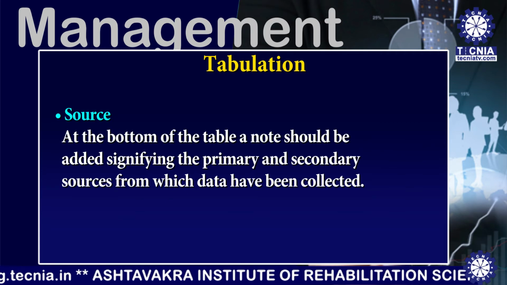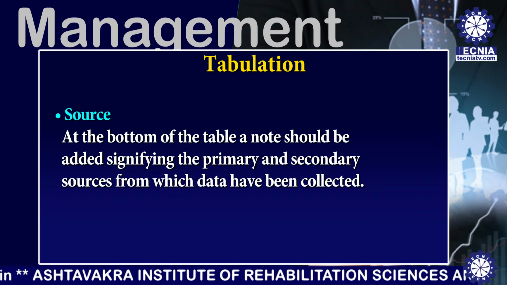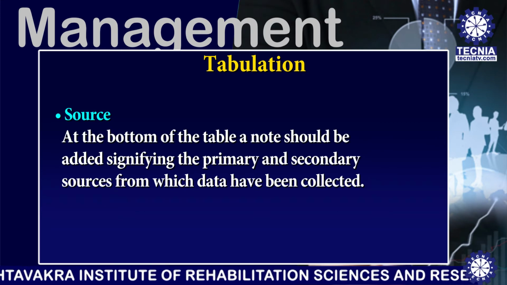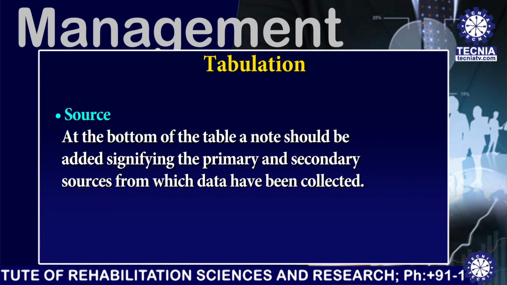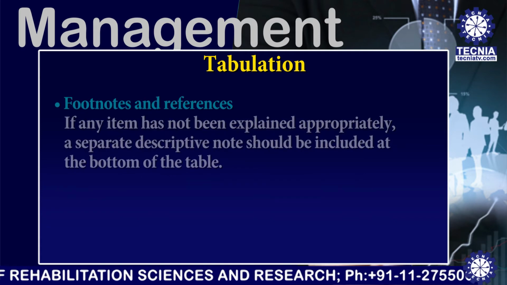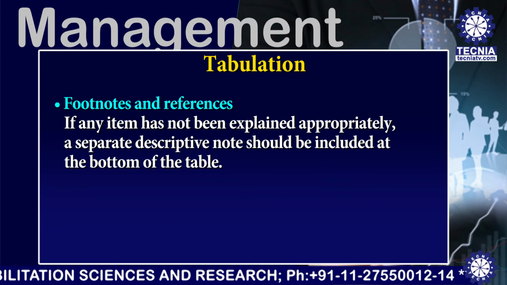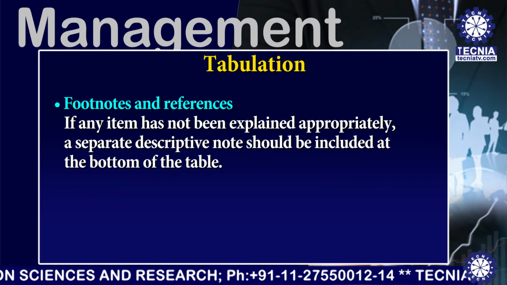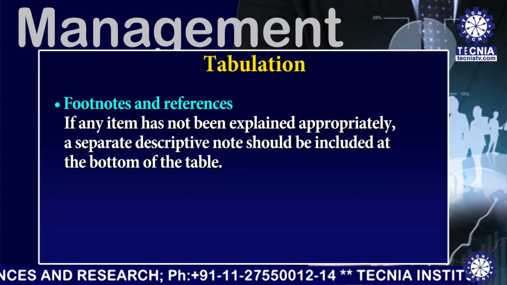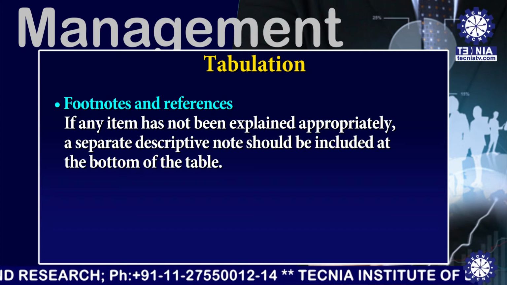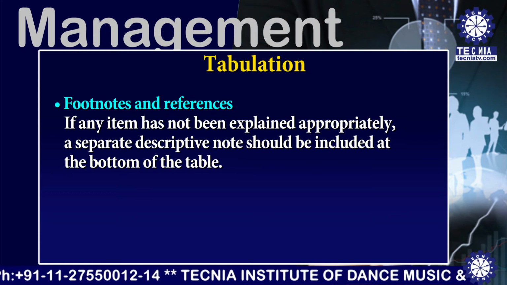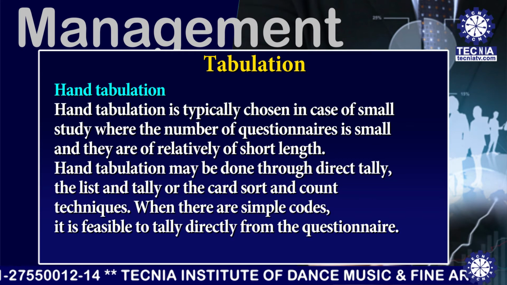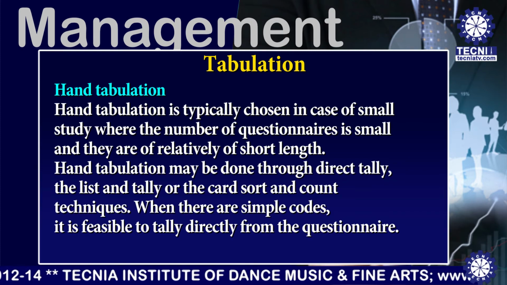Next one is source. At the bottom of the table, a note should be added signifying the primary and secondary sources from which data have been collected. Another one is footnotes and references. If any item has not been explained appropriately, a separate descriptive note should be included at the bottom of the table. Now, next one is hand tabulation.